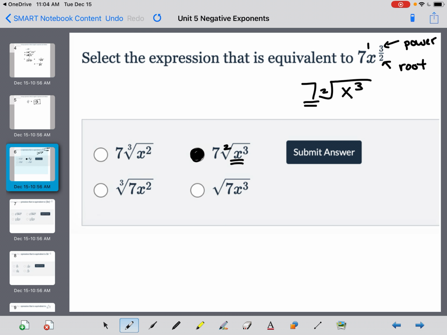And if you look at the first two choices, they just reversed the power. So they used 2 as the power and 3 as the root. The only way that would be true is if the fraction was reversed. 2/3 would leave you with a power of 2 and a root of 3.